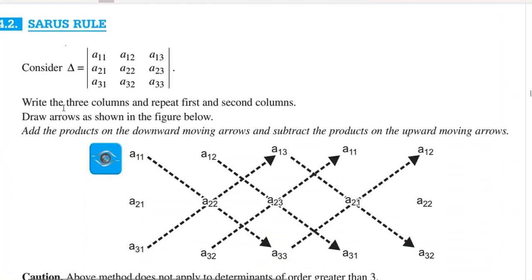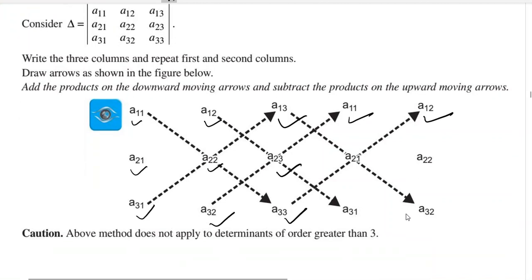That's not very difficult. Okay, there is one Sarrus rule. What is this Sarrus rule? Write 3 columns and repeat the first and second column. You remember the cross multiplication method you've learned for solving simultaneous linear equation in 2 variables? It comes from this Sarrus method. Okay, so write the first 3 columns, A11, A21, A31, A12, A22, A32, A13, A23, A33, and then repeat first and second columns like this.